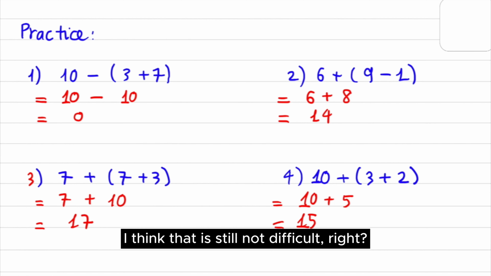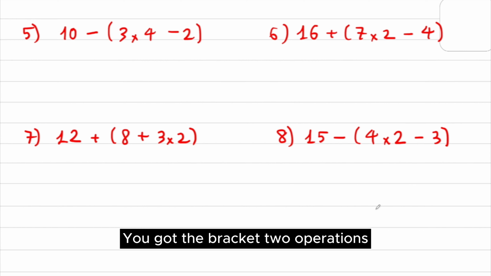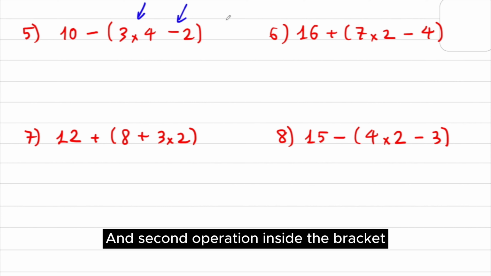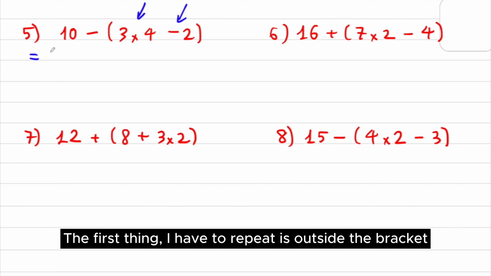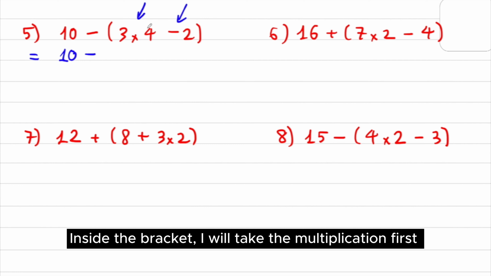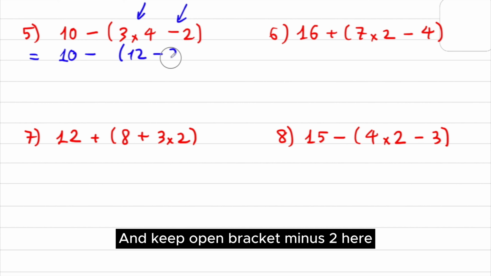Yeah, I think that is still not difficult, right? Examples 5, 6, 7, 8. Question 5, you got the bracket with 2 operations, multiplication and minus or subtraction. First operation inside the bracket and second operation inside the bracket. Okay, so how can you work with this one? The first thing I have to repeat is outside the bracket, 10 minus. For this one, inside the bracket, I will take the multiplication first, and the other I will repeat. 3 times 4, you got 12, and keep open brackets minus 2 here.